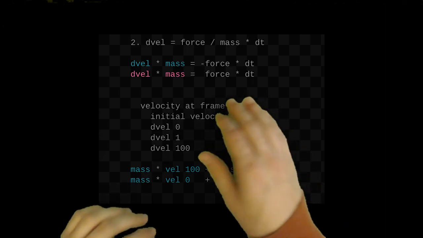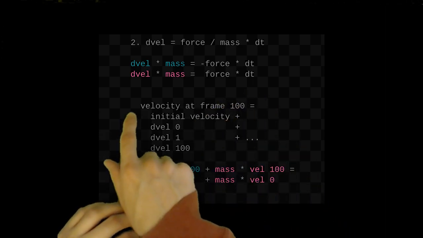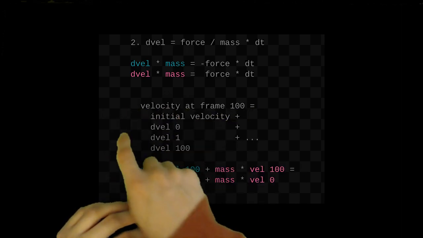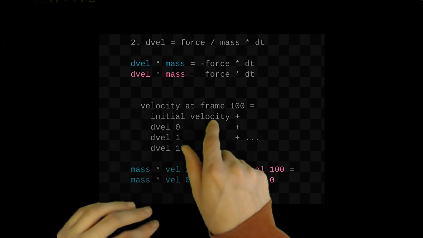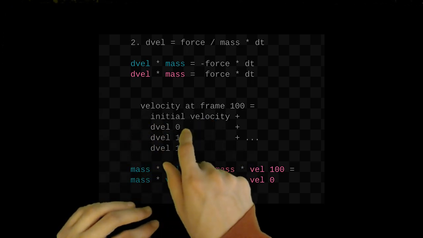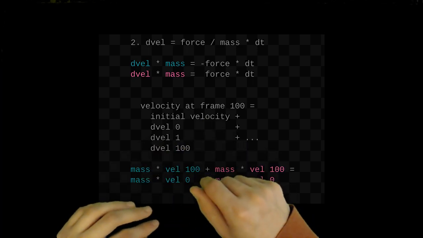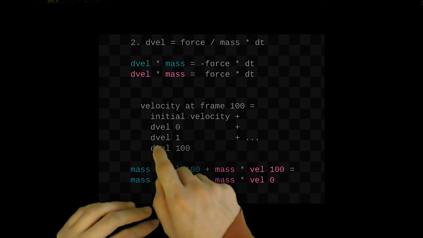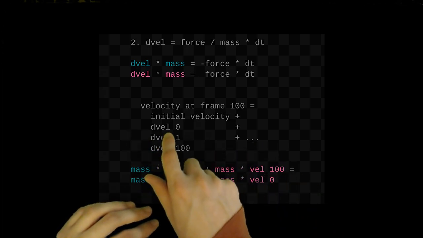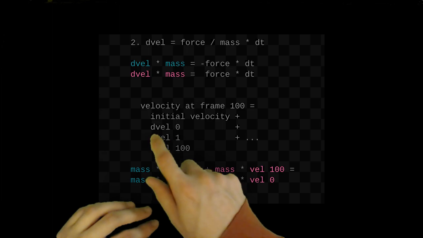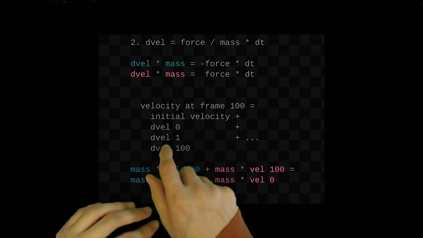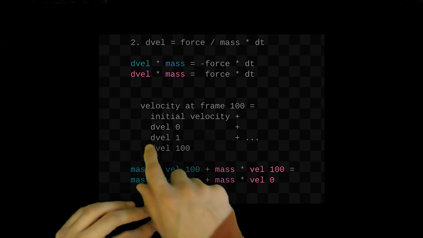So if you were to multiply both sides of this equation by mass, that object's mass, you would have mass times its velocity at frame 100 is equal to its mass times its initial velocity plus its mass times its delta velocity 0 plus its mass times its delta velocity 1, on and on down, right? But we know that whatever the mass times delta velocity 0 of the blue object is, well, for the red object, the mass times delta velocity 0 is going to be equal and opposite, right? Same for mass times delta velocity 1. Whatever this is for the blue object, it's going to be equal and opposite for the red object.